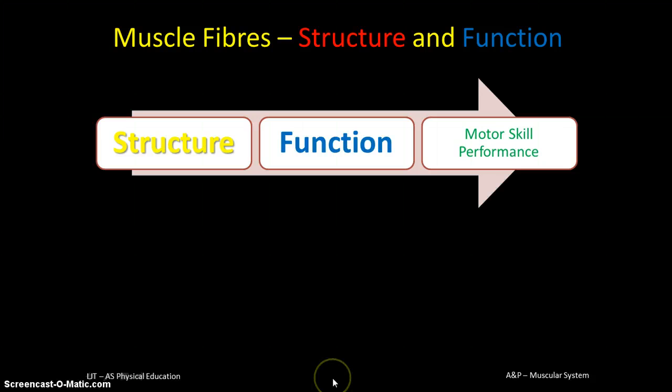So the general rule of thumb of thinking about these fibres is how they are built, or the structure, will link with the job that they have to do, or the function, and you need to be able to make a connection between those two things, and then ultimately those will be used to do the various motor skill performances that we do in our sport.